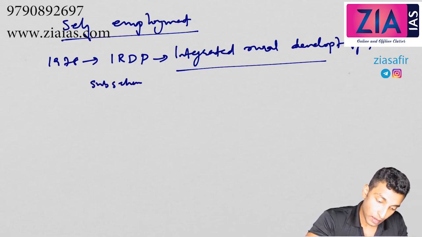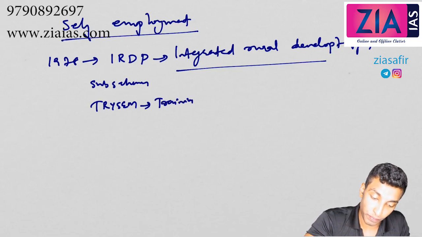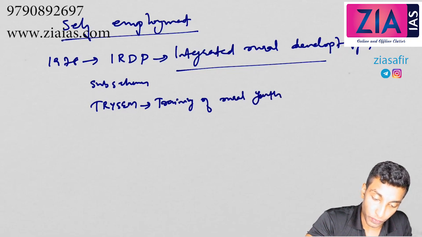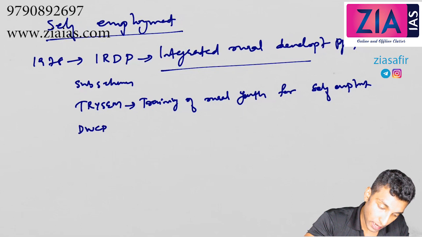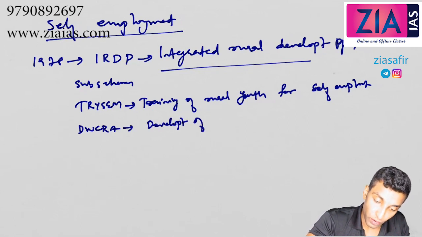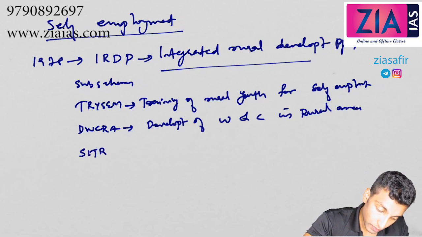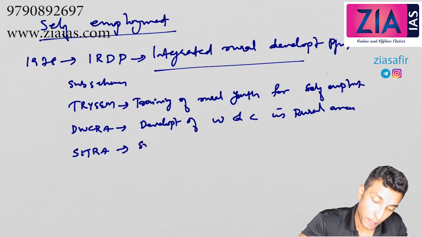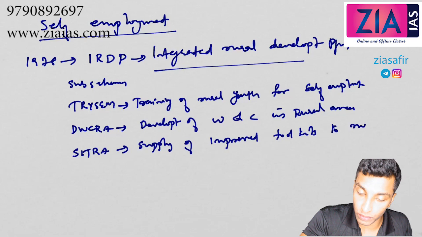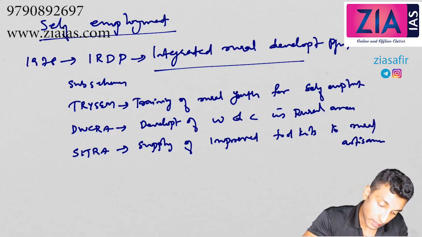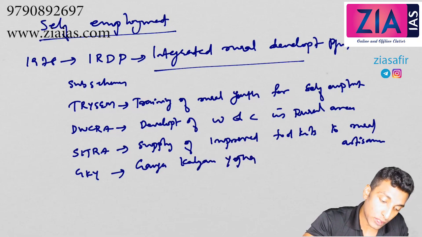Under this there are some sub schemes. What are the sub schemes? TRYSEM, Training of Rural Youth for Self-Employment. Then DWCRA, Development of Women and Children in Rural Areas. Then SITRA, Supply of Improved Toolkits to Rural Artisans. Then GKY, Ganga Kalyan Yojana. So these are the 4 sub schemes under IRDP.